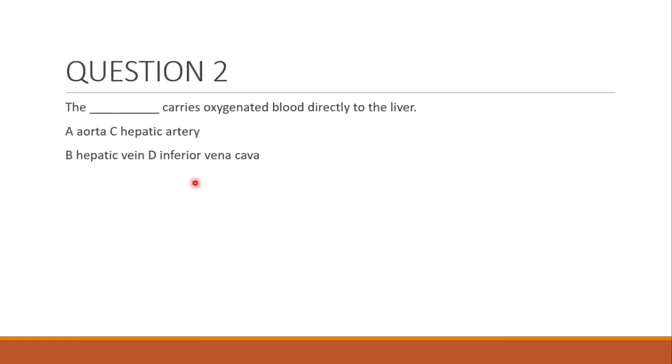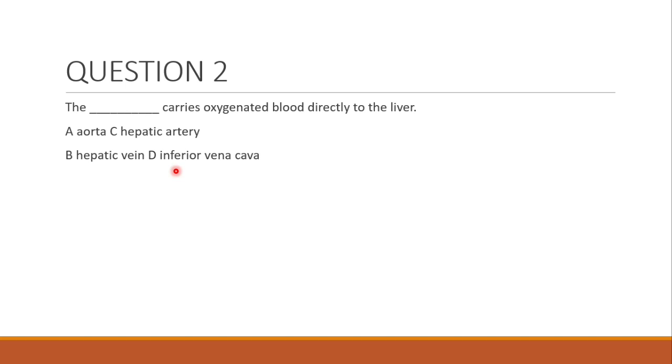Question 2 reads: the dash carries oxygenated blood directly to the liver. We've got A, aorta, B, hepatic vein, C, hepatic artery, D, inferior vena cava. These are the options. Pause the video, try to answer this question on your own, then play it to find out the answer.